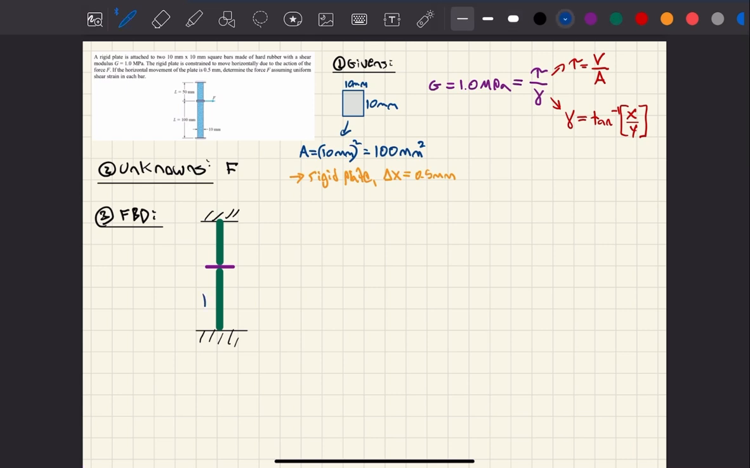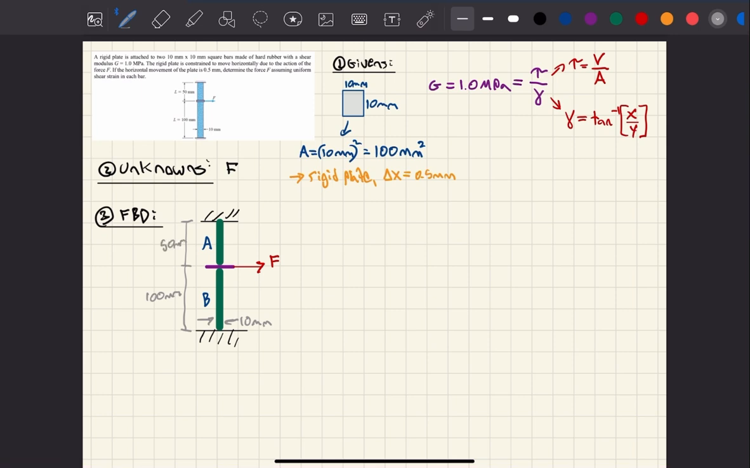So this is going to be bar B. This is going to be bar A. We're going to have our force F right here. This distance right here is 100 millimeters. This distance right here, 10 millimeters. And this distance right here, 50 millimeters.